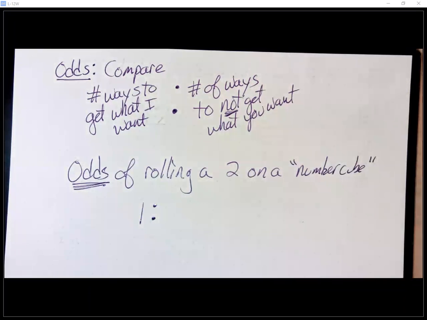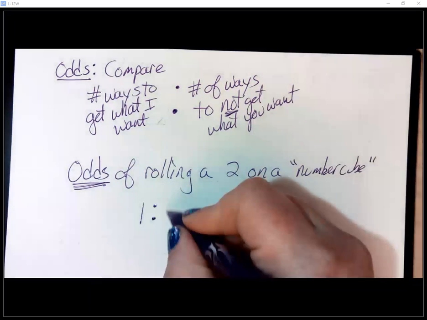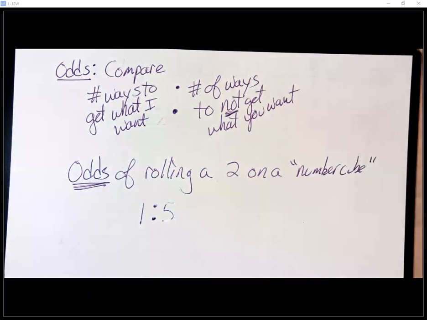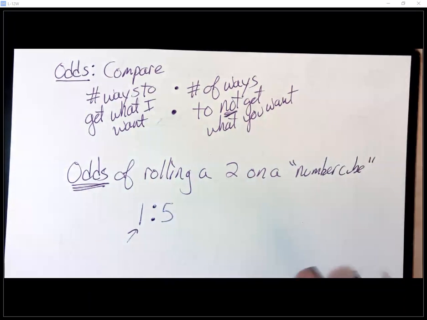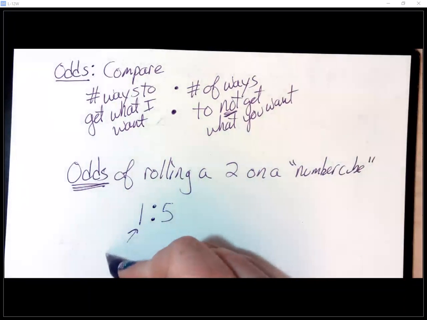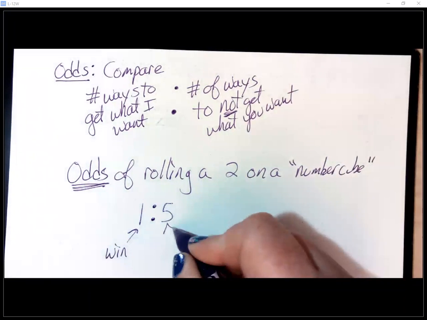5, right? So the odds are 1 to 5. The probability, we remember, was 1 out of 6. Odds, though, are a little bit different because it's the number of ways to, I almost think of it like winning and losing. So that's my number of ways to win, and this is the number of ways to lose.